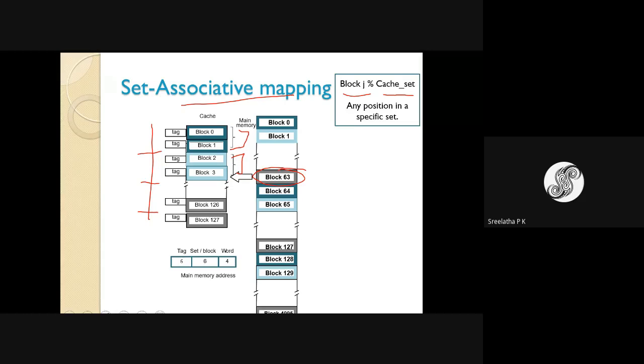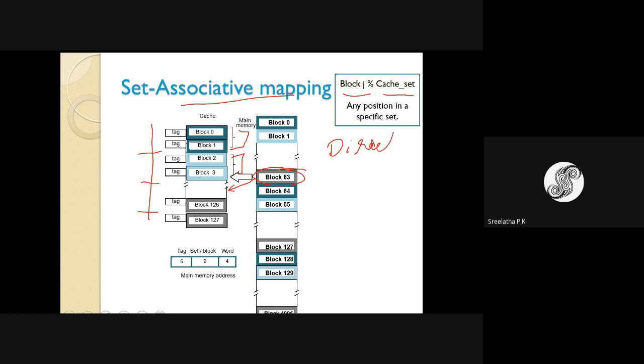So the advantage of set associative mapping is that there is only a small restriction. Unlike direct mapping, there is no full restriction. In direct mapping, a block should be placed in a particular block only. That is the restriction in direct mapping.